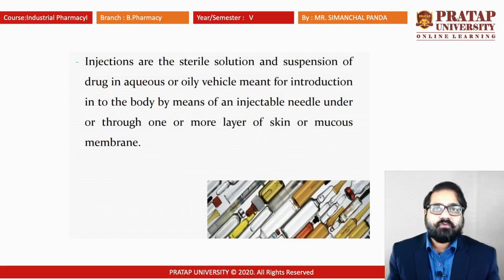They may go for oxidation, reduction or hydrolysis. So the active ingredient is taken separately, and just before the injection we mix it, making a uniform solution, and then go for the injection. Those are known as powders ready for injection.